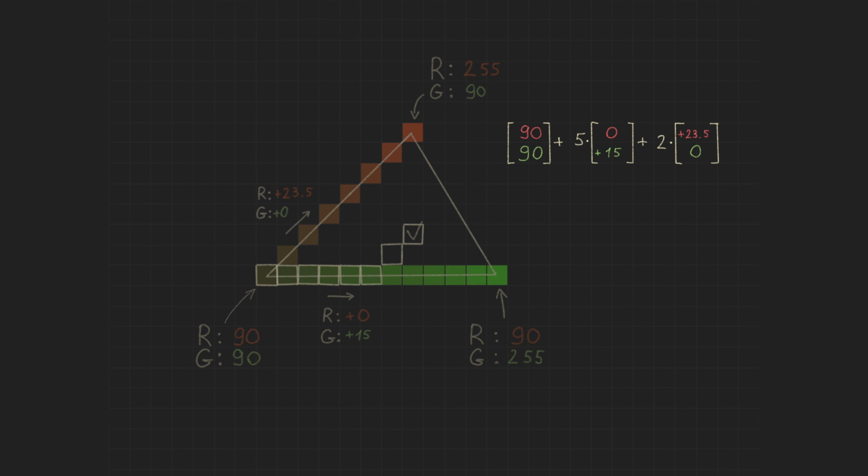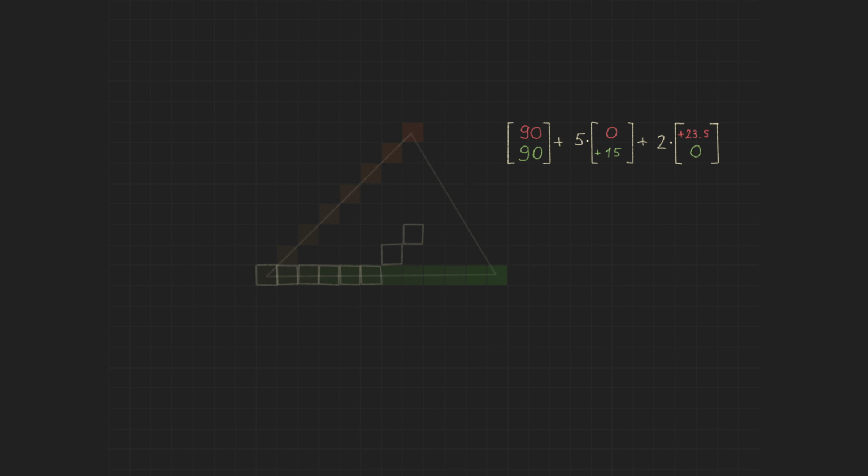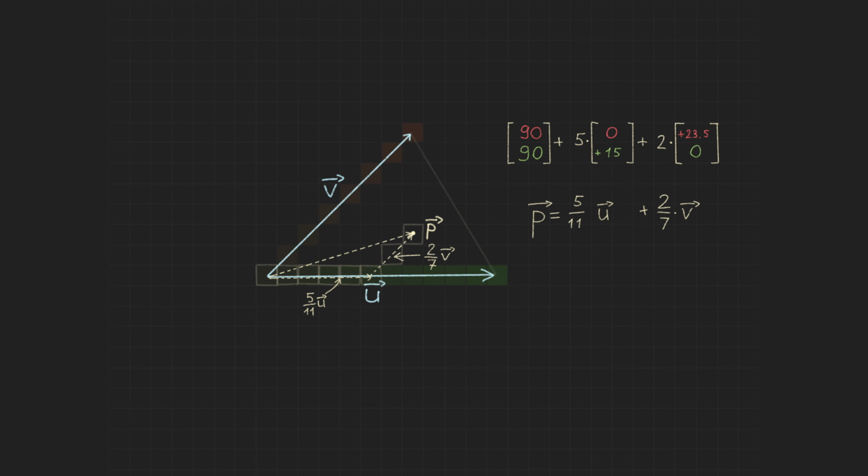It looks familiar. What if we say that the bottom side would be vector u and the left side would be v? And our pixel will be a vector p. Then the vector p would be 5 over 11 times u plus 2 over 7 times v. Full vector u corresponds to plus 165 in green. Full vector v corresponds to plus 165 in red. Those two formulas have the same meaning.